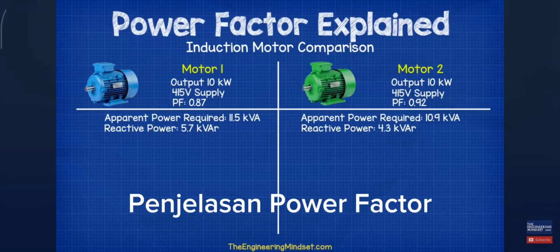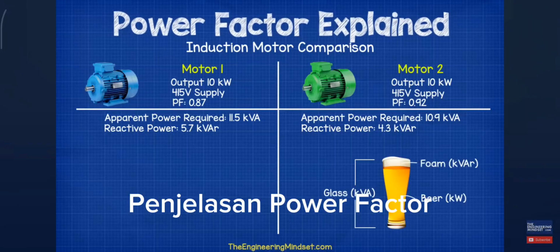This means the first motor has 5.7 kVAr and the second motor has just 4.3 kVAr. Remember, our kilowatts is the beer and that's the useful stuff. The kVArs are the foam, that's the not so useful stuff. The kVA is what we're going to pay for, and that's the kilowatts and the kVAr combined.